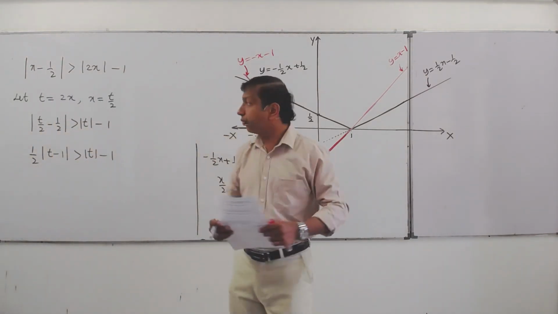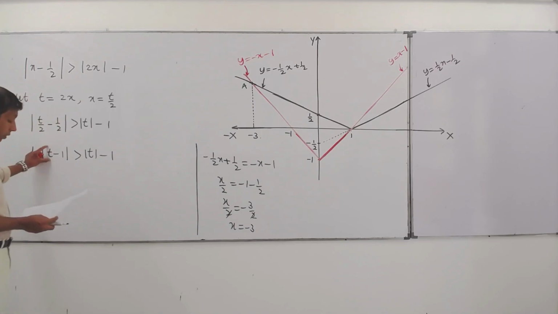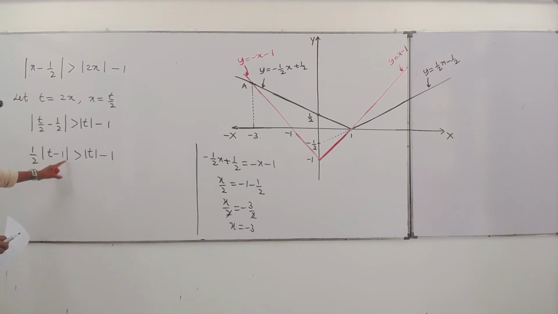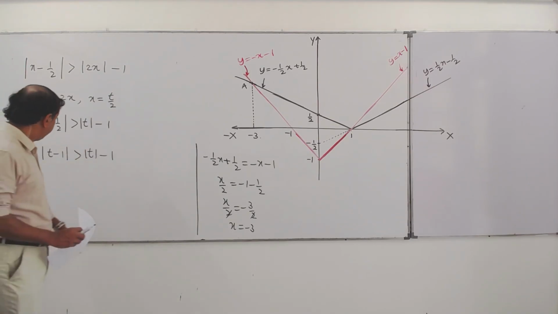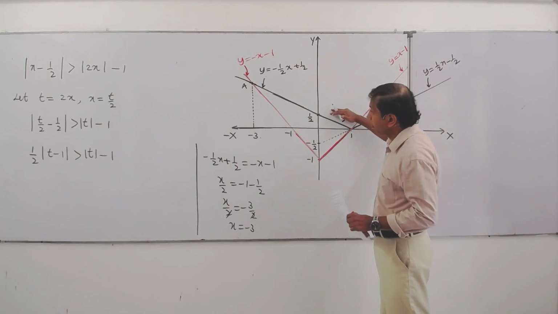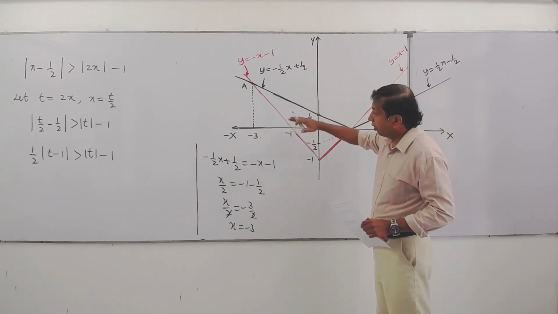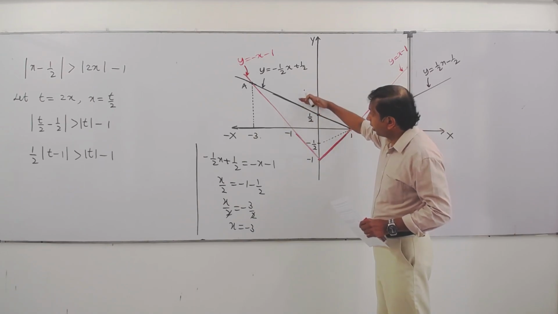To get that answer, we can now use the graphs. Let t be 2x again. You can see half mod t minus 1 greater than mod t minus 1. That means this interval we can find by using this graph. The black graph is half mod t minus 1. The required interval of x is where the black graph is greater than the red one.